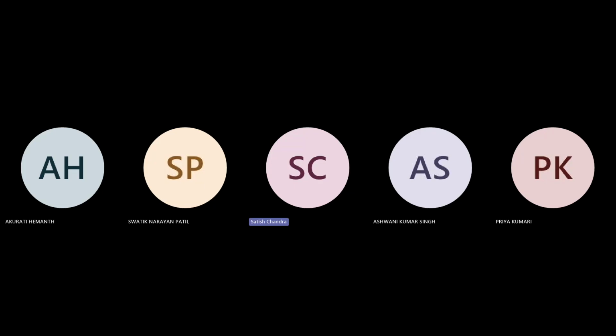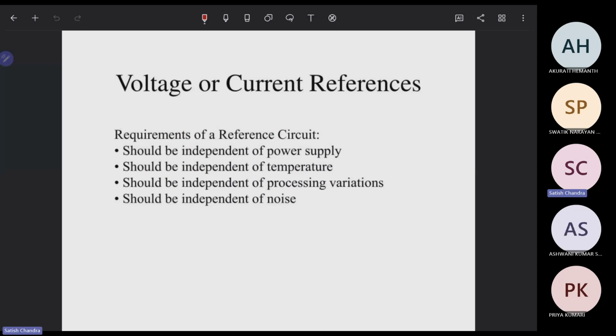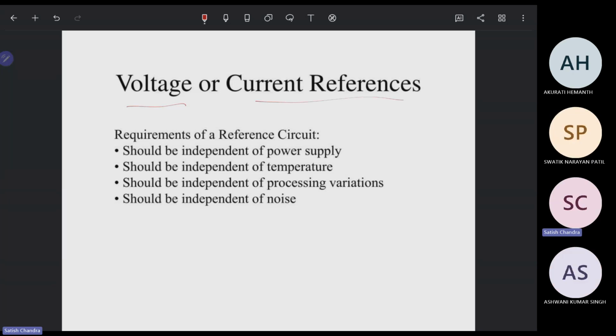Okay, what I was telling you is that we have completed the current mirrors and all those things. Now we need to study voltage or current references. For that, what is required? Here I mentioned the voltage or current references. The requirement of the reference circuit is that it should be independent of the power supply.